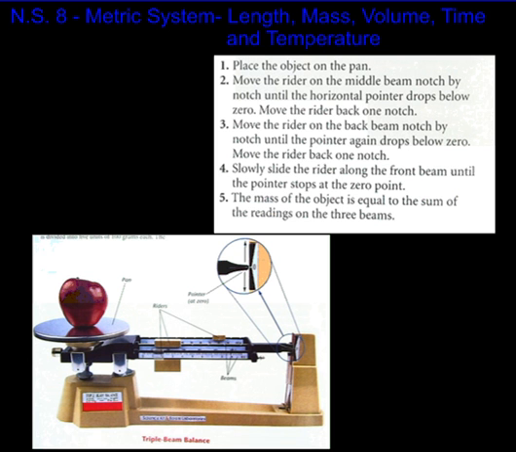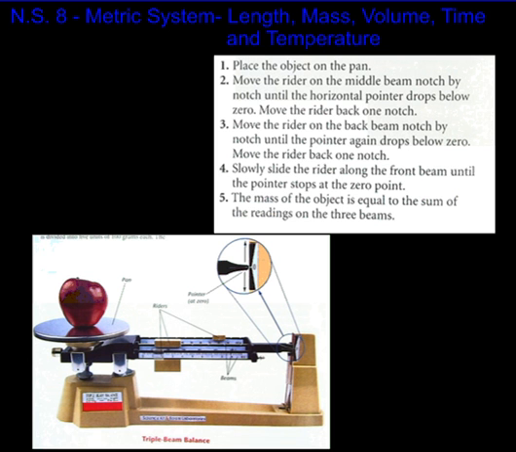This is the kind of balance that we're going to be using. So look at the picture and let's learn how to use it. The triple beam balance is a single pan balance with 3 beams calibrated in grams. The back or 100-gram beam is divided into 10 units of 10 grams each.